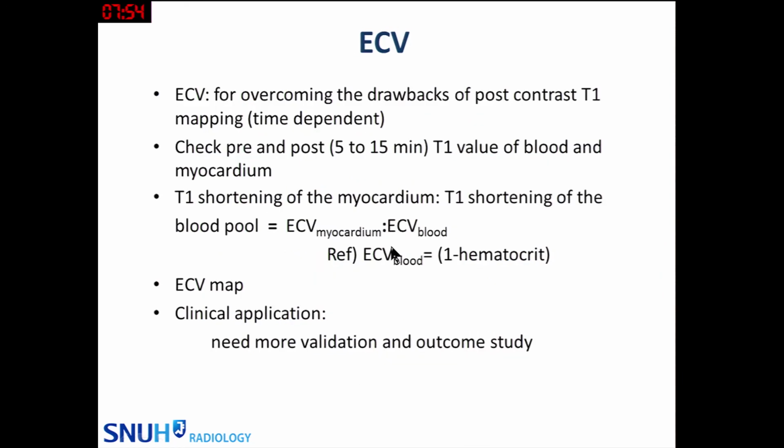So extracellular volume is for overcoming the drawback of post-contrast T1 mapping, because in post-contrast T1 mapping, the T1 time goes down. The signal goes down with the increasing contrast media from the kidney. So we cannot compare the enhancement degree from person to person. But when we calculate the extracellular volume, it's quite stable from 5 minutes to 10 to 15 minutes after contrast media injection, using the T1 value of the blood and the myocardium. And actually, we can see the decrement of the enhancement with this ECV.